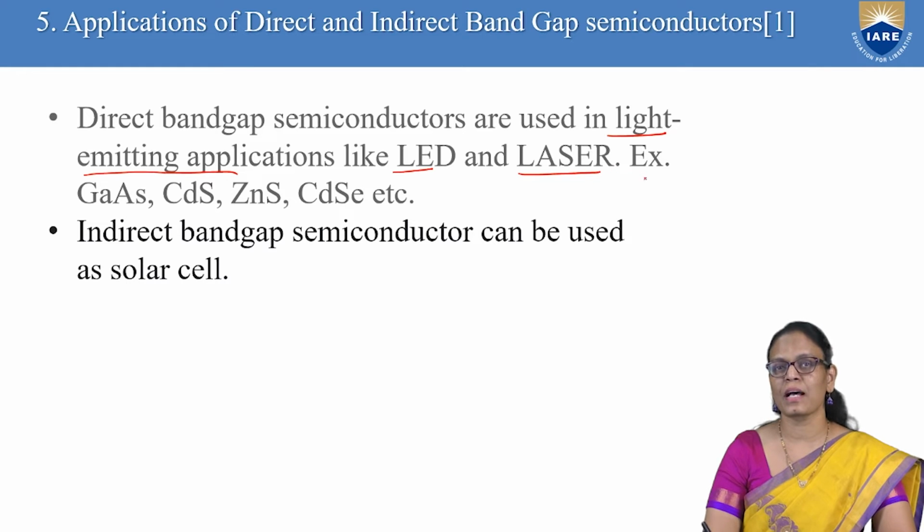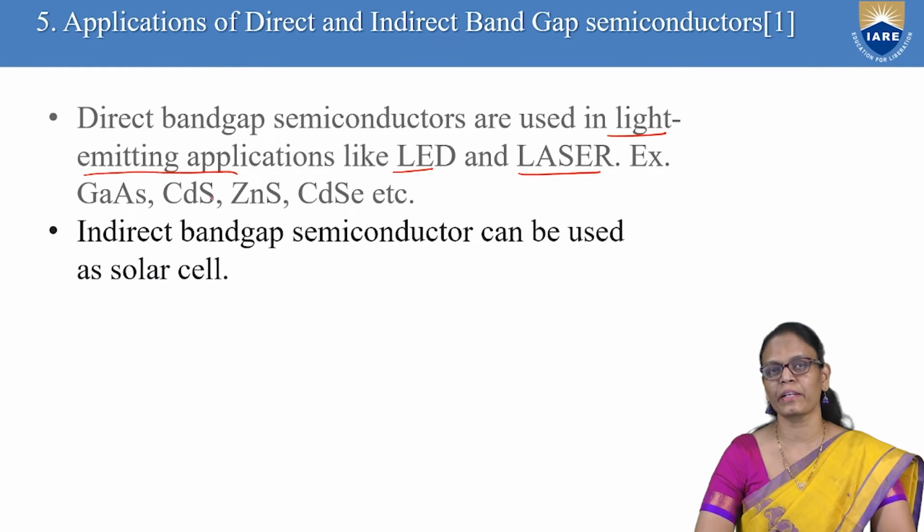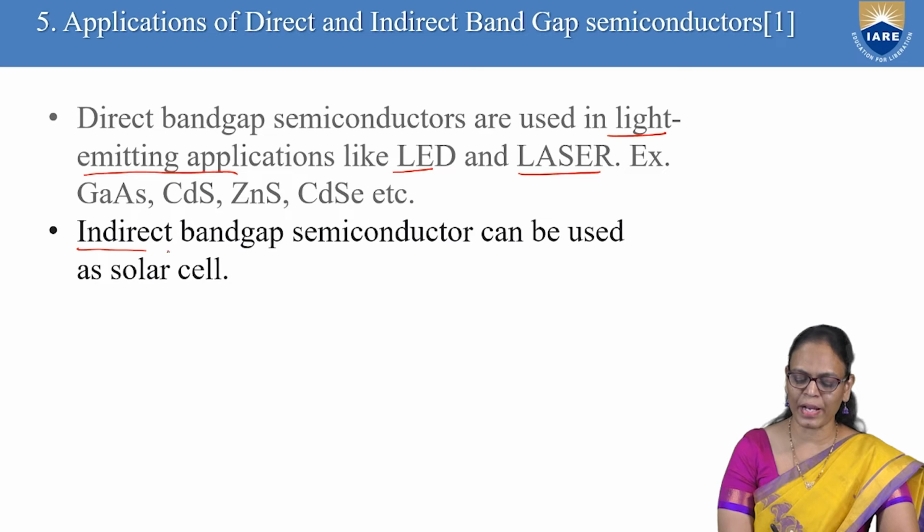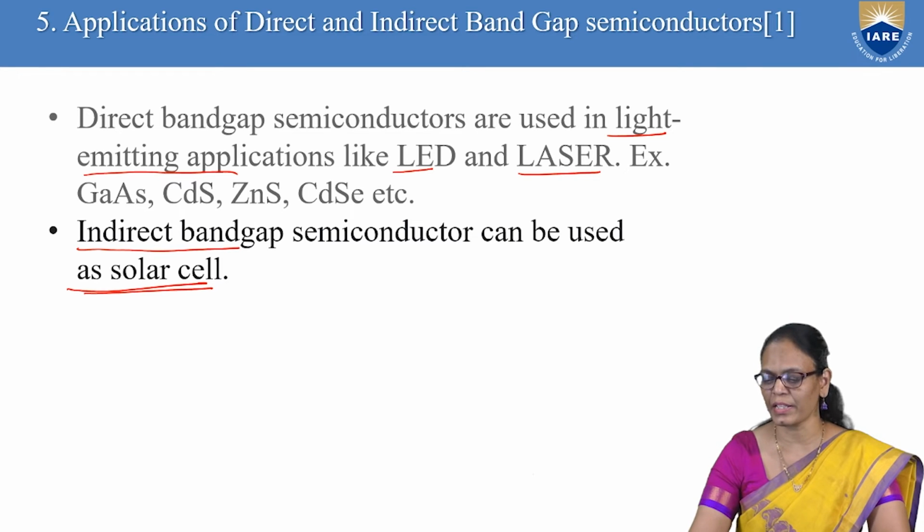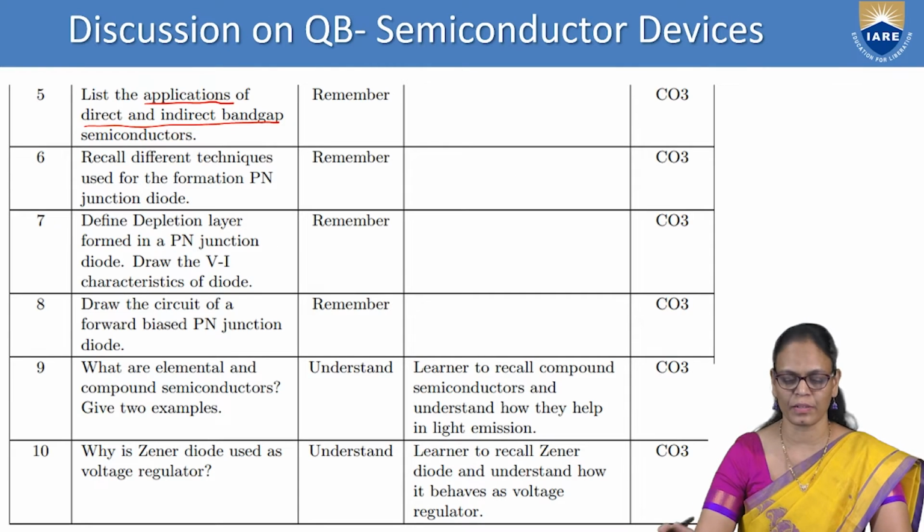And the examples we have are gallium arsenide, cadmium selenide and zinc sulfide, etc. And indirect band gap semiconductors are mostly used in solar cells. So these are the applications of direct and indirect band gap semiconductors.